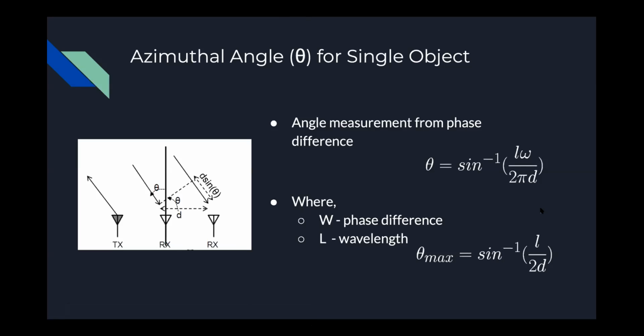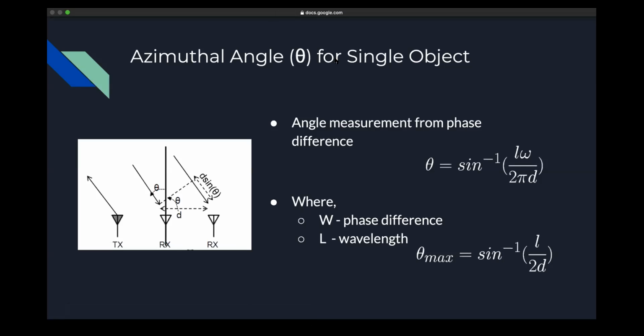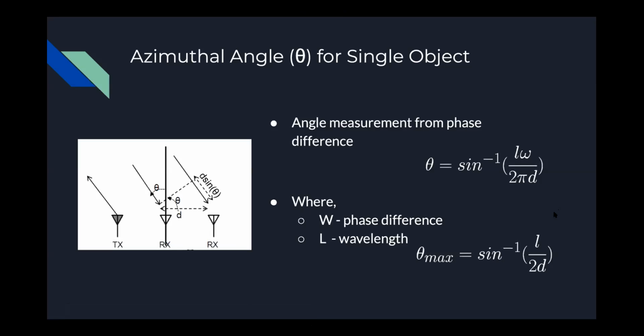From this phase difference, we can find the angle, and the formula is mentioned here: theta equals sin inverse of L omega by 2 pi d, where omega is the phase difference which we can measure from the FFT plot, and L is the wavelength of the transmitted wave. And as we consider phase difference, the maximum value of phase difference is pi. The maximum theta angle which we can measure is sin inverse of L by 2d.